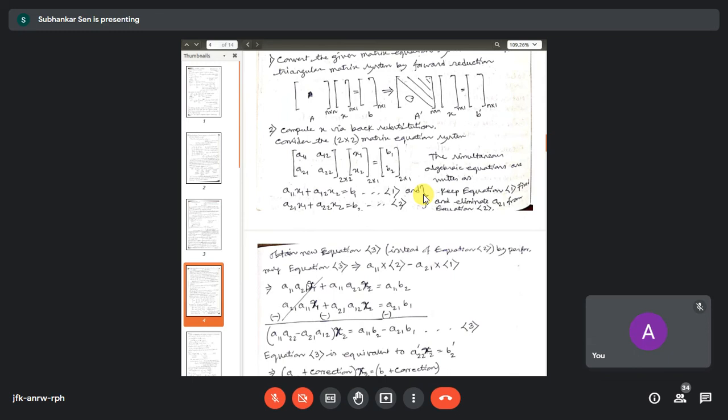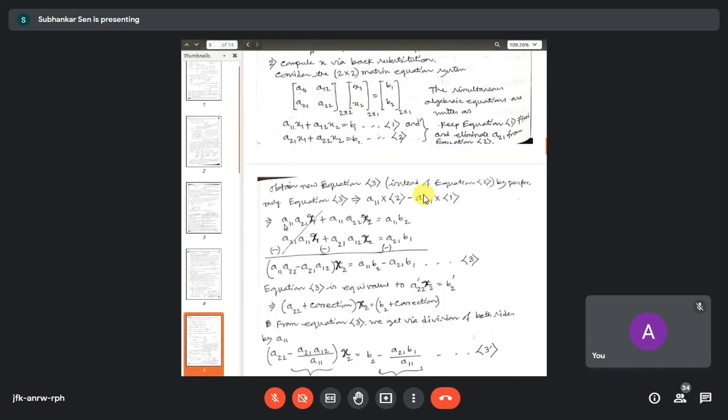The second equation multiplied with A11 gives us these terms, and the first equation multiplied with A21 gives this equation. Now the coefficients of x1 are the same, a11a21 and a11a21. So we can subtract, and then we are left with only one unknown in equation 3, which is the replacement of equation 2.